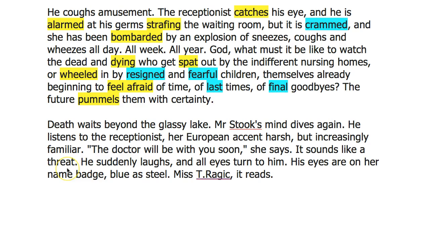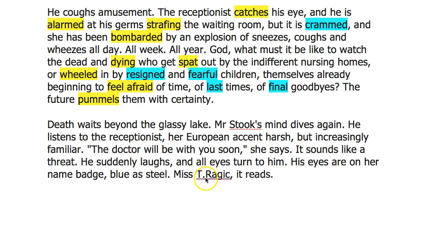Hopefully you picked up the sense of contrast there between her smooth sounding words, but the way he perceives them, because, well, why would the doctor be a threat? Well, because of the news that he might bring. And then I'm offering some relief. He suddenly laughs and all eyes turn to him. His eyes are on her name badge, blue as steel. Miss T. Rajic, it reads.